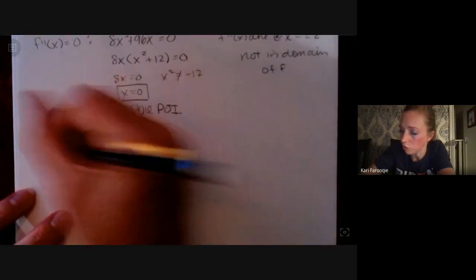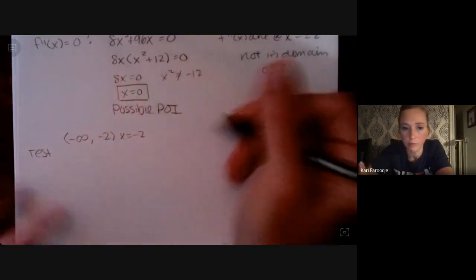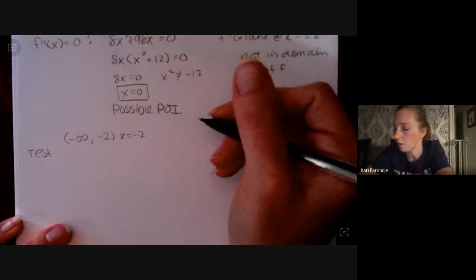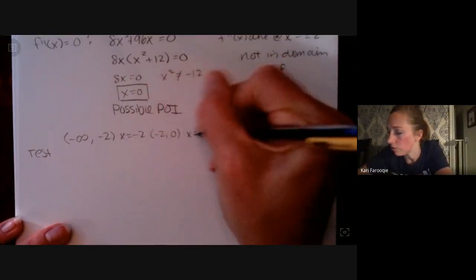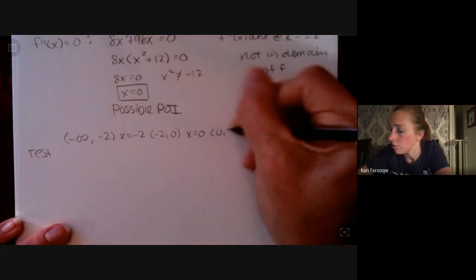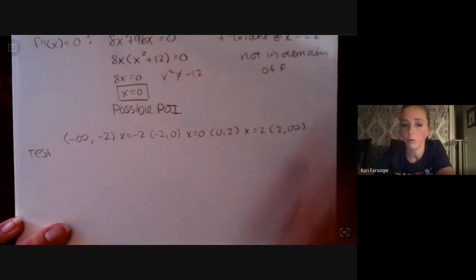So I'm going to start out at the lowest value in my domain. I'm going to leave a little bit of room here so I can label some things. I'm going to go up to negative 2, and then I'm going to just pause at negative 2 so I can actually just state what it is. I'm going to go from negative 2 to 0, 0 to 2, and then 2 to infinity.